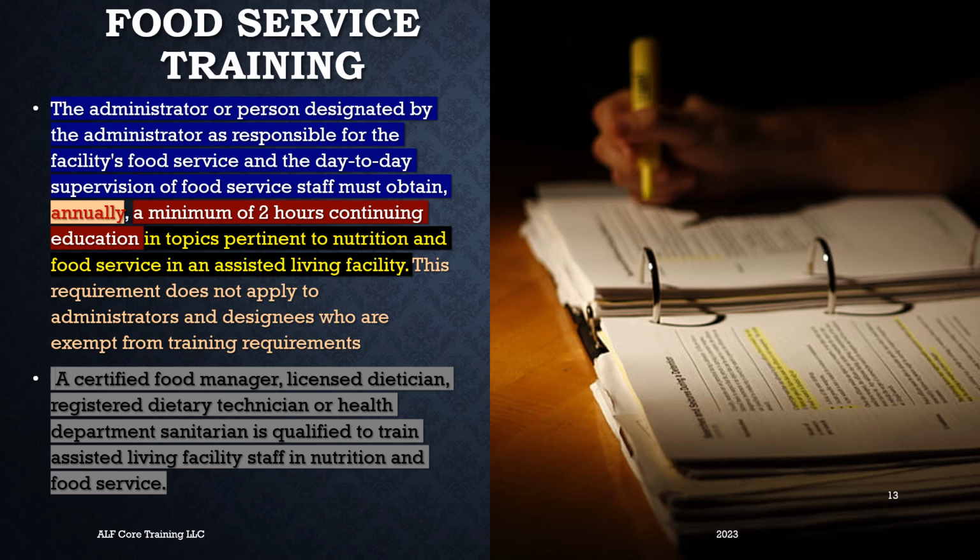The administrator or person designated by the administrator as responsible for the facility's food service and the day-to-day supervision of food service staff must obtain annually a minimum of 2 hours continuing education in topics pertinent to nutrition and food service in an assisted living facility. This requirement does not apply to administrators and designees who are exempt from the training requirements. A certified food manager, licensed dietitian, registered dietary technician, or health department sanitarian is qualified to train assisted living facility staff in nutrition and food service.